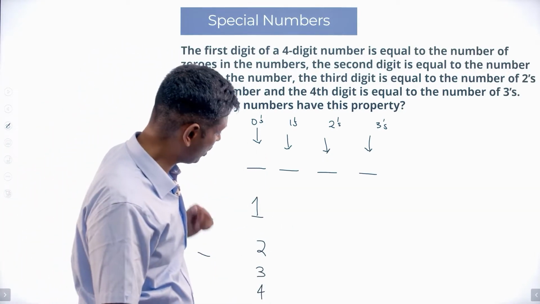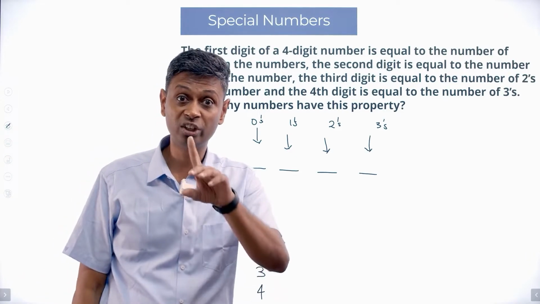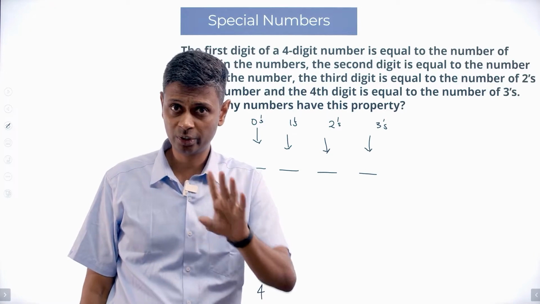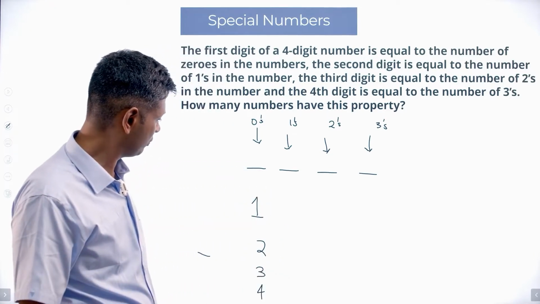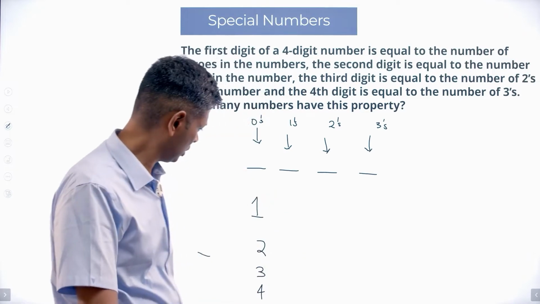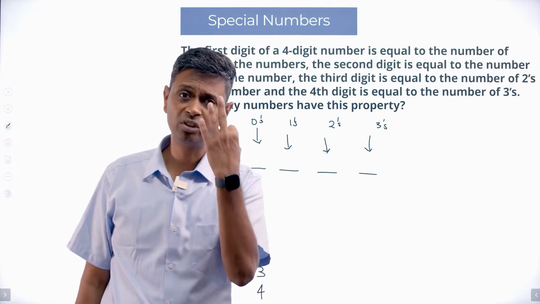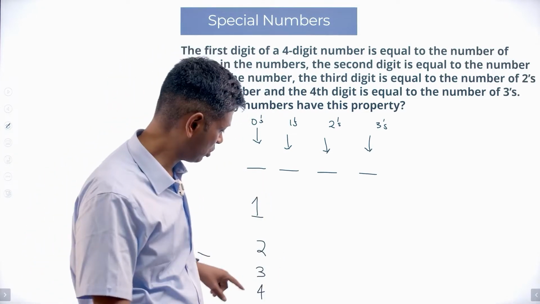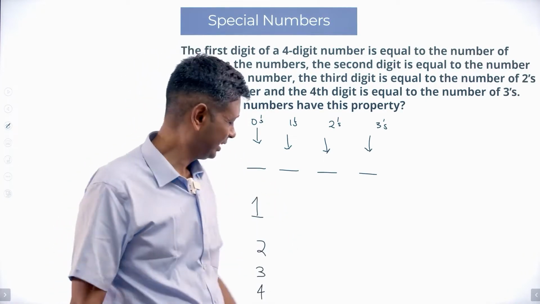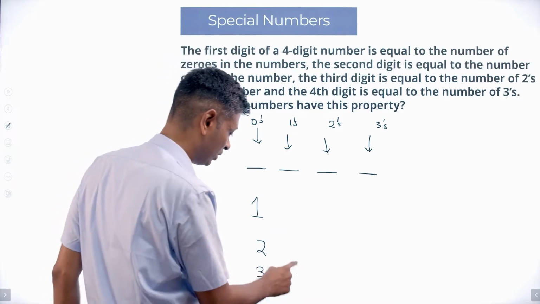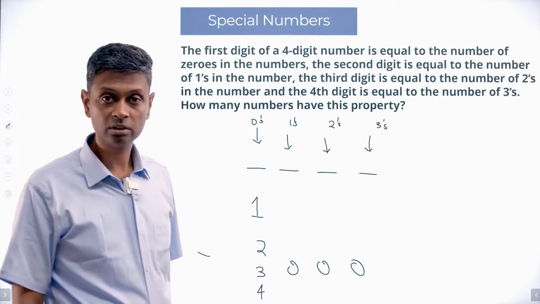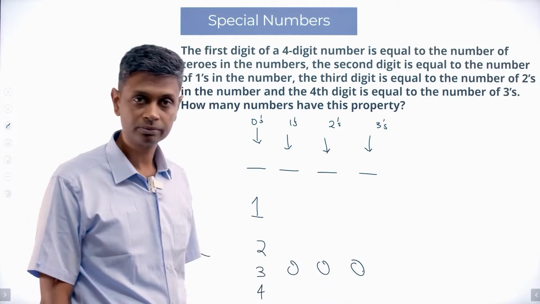If the first digit were 1, that means this number has 1 zero in it. Beautiful. If the first digit were 2, that means this number has 2 zeros in it. If the first digit were 3, that means this number has 3 zeros in it. So 4, that's 4 zeros in it, and so on. But straight away, the moment I think this, if it has 3, it should have 3 zeros in it. It should have 0 0 0. But it has already a 3 in it. So this number cannot be 0.